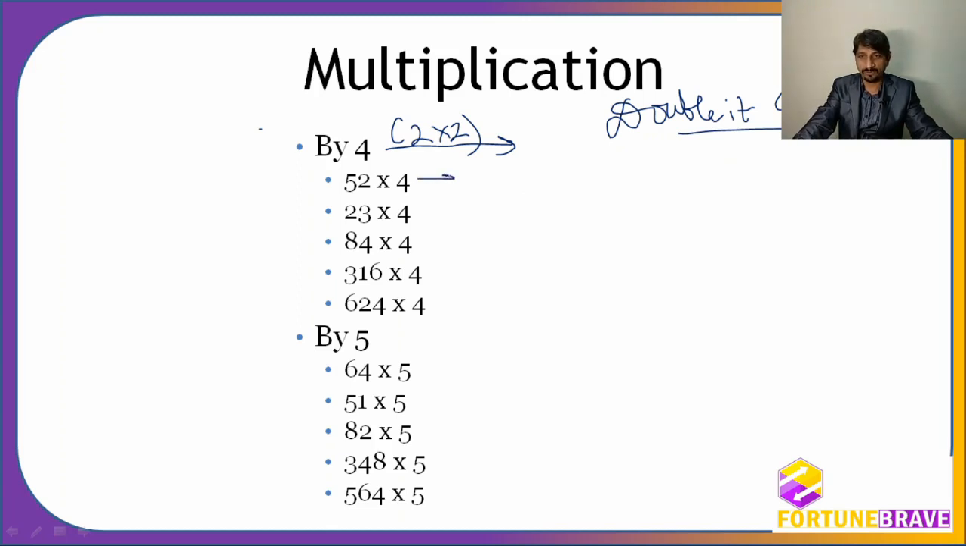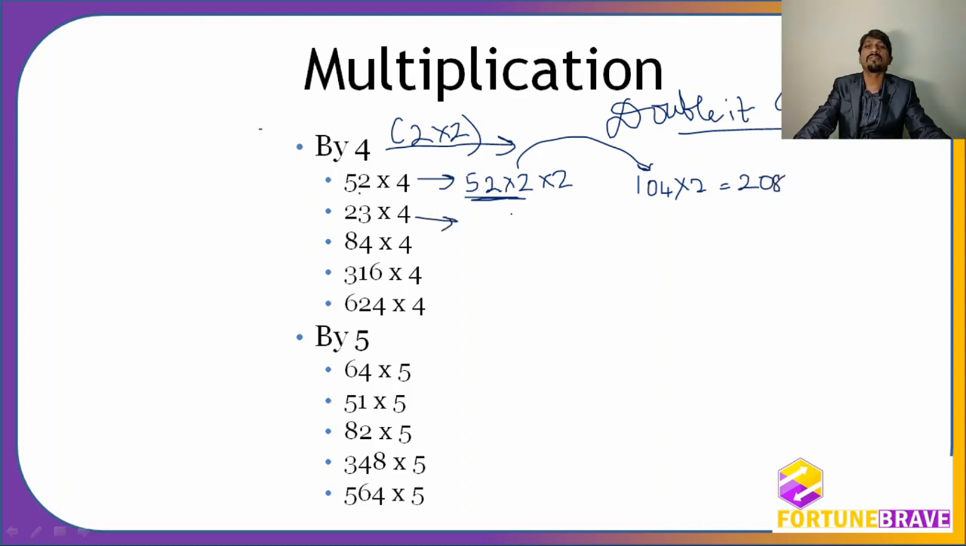Double it and double it. So 52 into 4 means what I'll do? First I'll do 52 into 2, into 2. Again into 2 we are going to do. So 52 into 2 will be 104. Into 2 will be what? 208. The answer is 208.